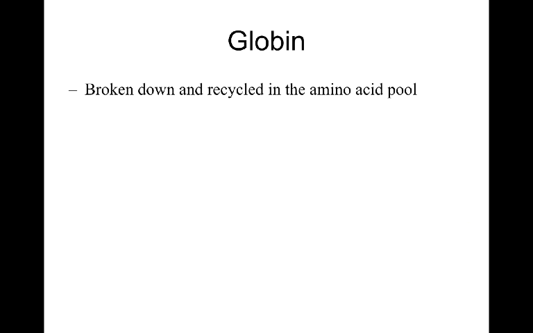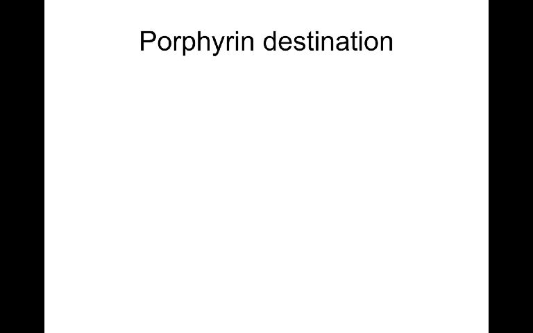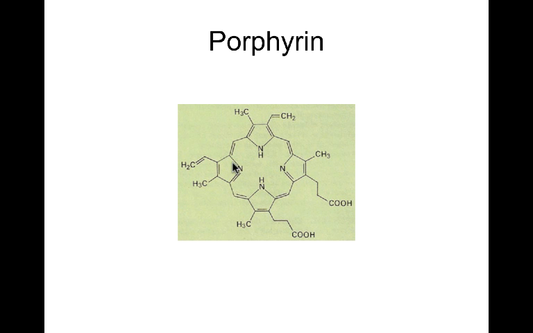What is going to happen to globin? We said globin is a polypeptide, so we can recycle globin into amino acids and you can reuse them to build new globin. What is going to happen to the porphyrin ring? The porphyrin ring is the one that's going to cause trouble.